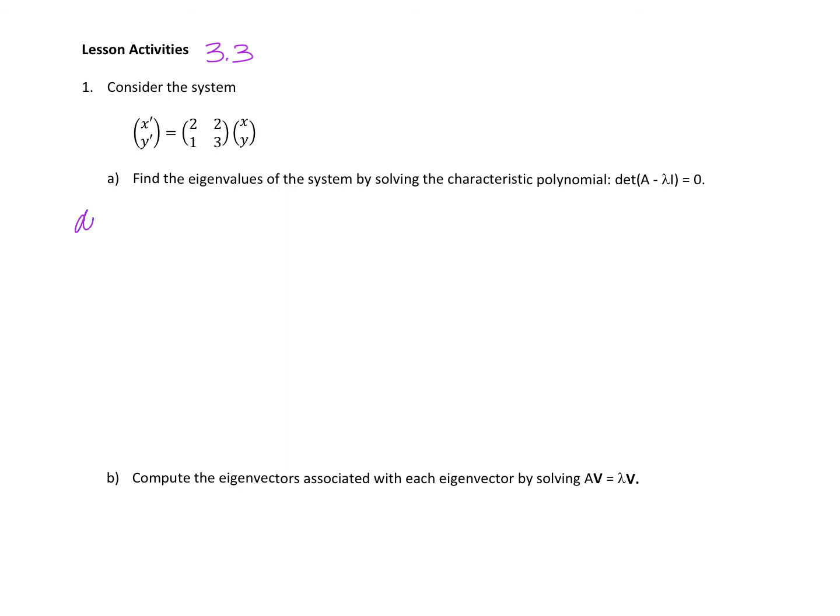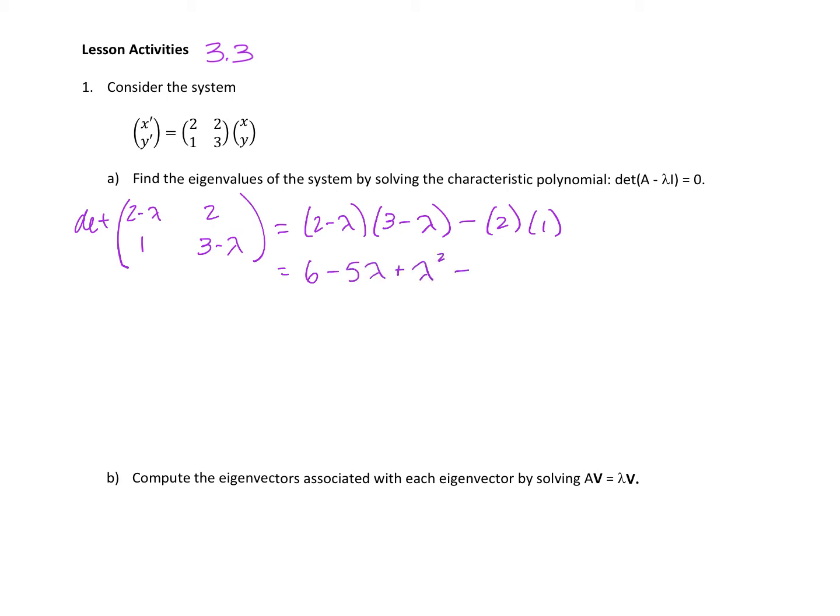Okay, so we find the determinant of A minus lambda I, so that's 2 minus lambda, 2, 1, 3 minus lambda. That's AD minus BC. FOIL this out and we get 6 minus 2 lambda minus 3 lambda is minus 5 lambda plus lambda squared minus 2. And that's lambda squared minus 5 lambda plus 4. And then we set that equal to 0.